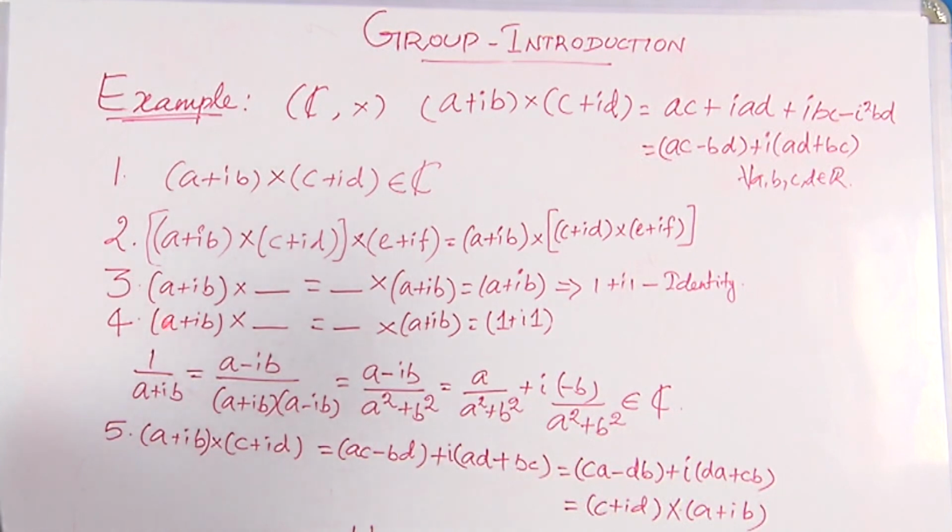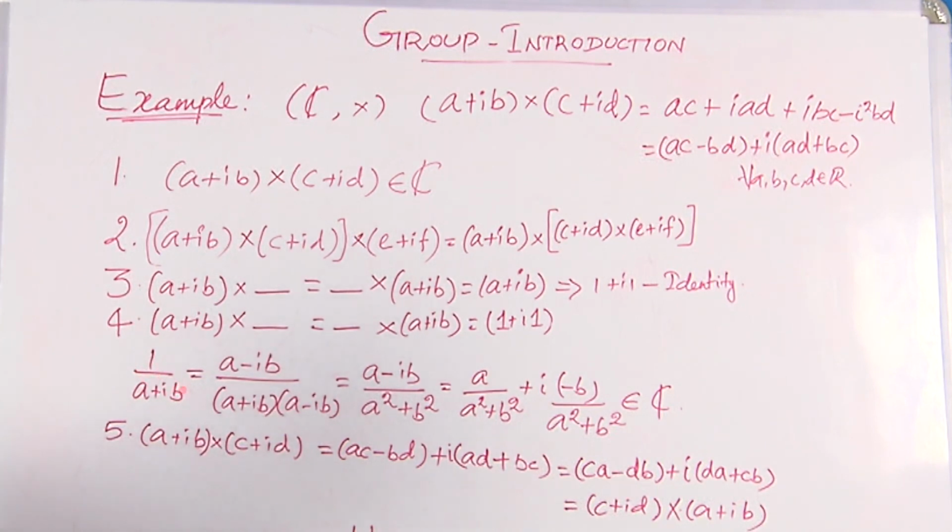Fourth one, a plus ib into some element, I have to find such that the product equals 1 plus i0. So, we have to find a complex number which satisfies this property, which means I have to find 1 by a plus ib. So, 1 by a plus ib may exist or may not exist in the complex numbers. So, we have to verify whether 1 by a plus ib is a complex number or not.